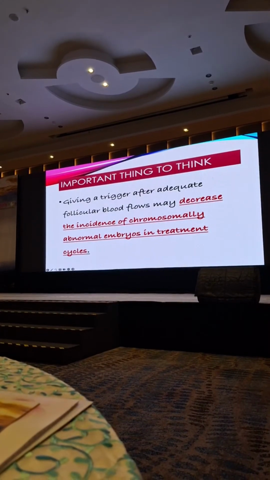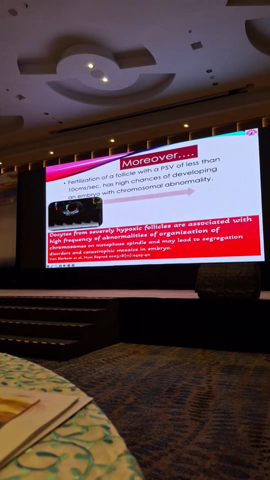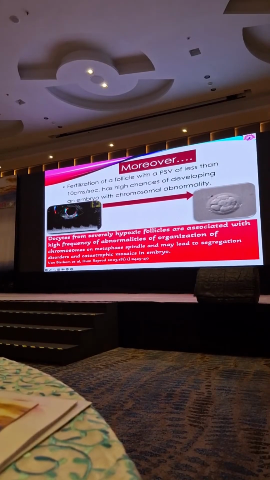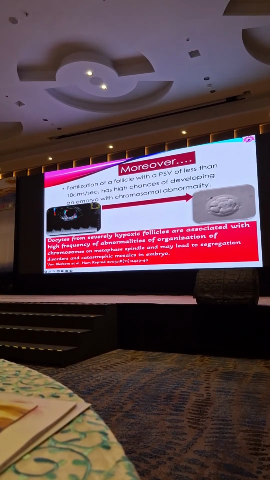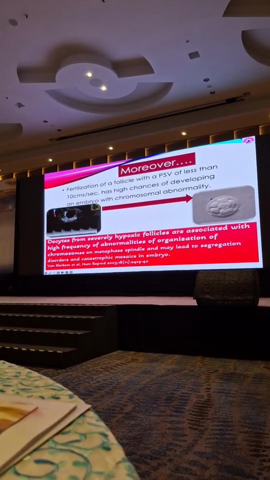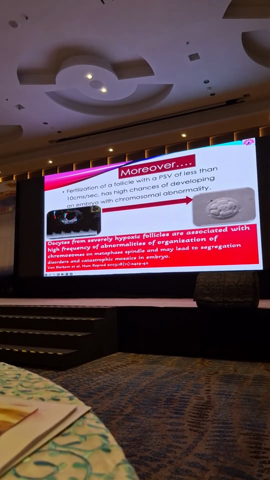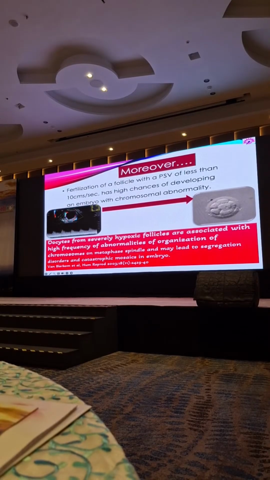What is very important is that if you are not seeing these blood flows, that is when there is a chance of hypoxia to the oocyte, and if there is hypoxia to the oocyte, there is a very high chance of chromosomally abnormal oocytes and embryos resulting.